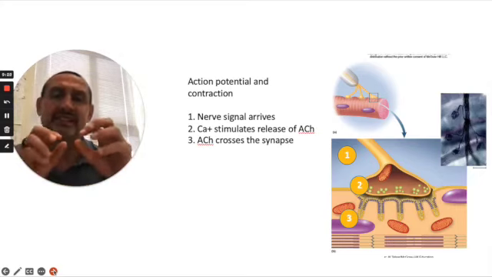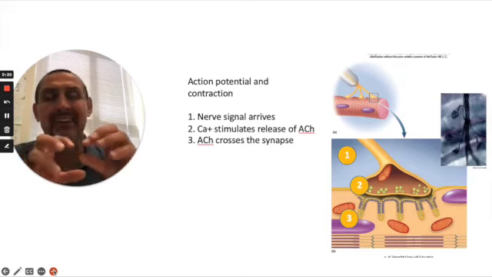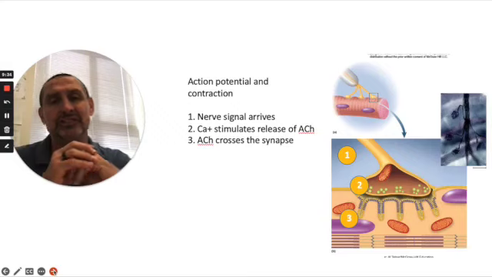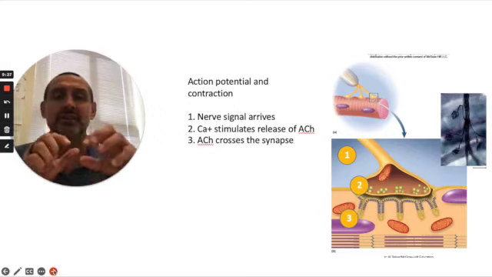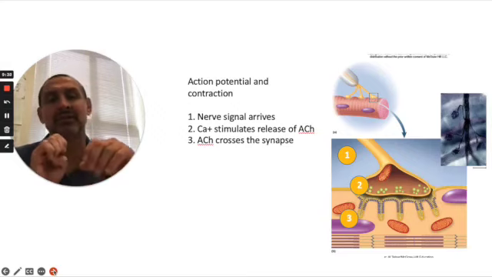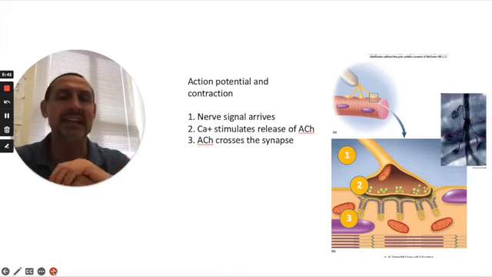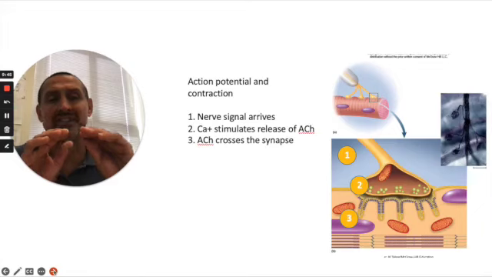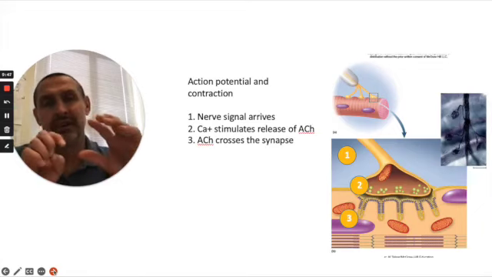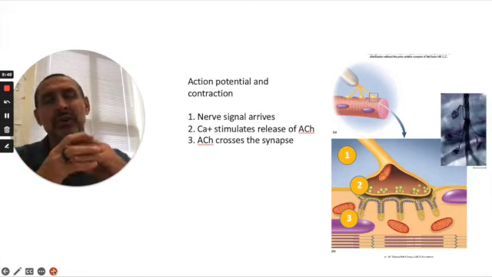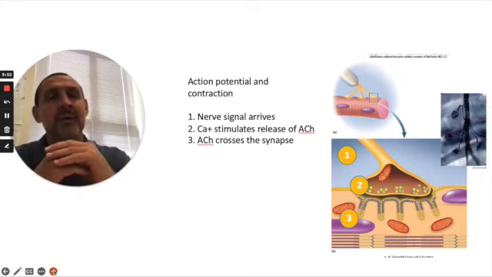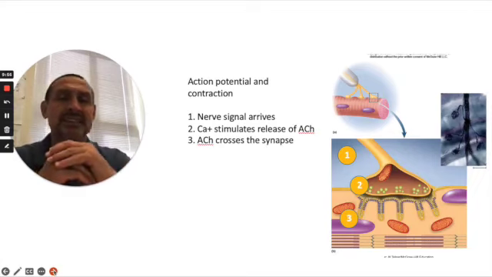When the nervous signal arrives at the end of that long axon, the end of the long nerve cell, it's going to release a chemical. That chemical is called acetylcholine, ACH. The acetylcholine is going to cross the gap between the nerve and the muscle. That's called the neuromuscular junction. There's a little gap there. That's called the synapse. But ACH will cross that synapse.